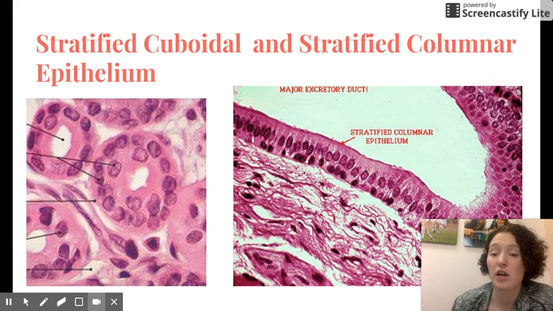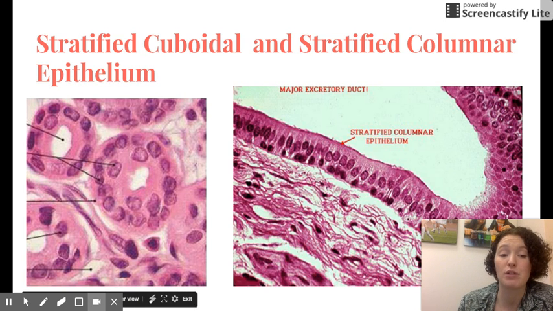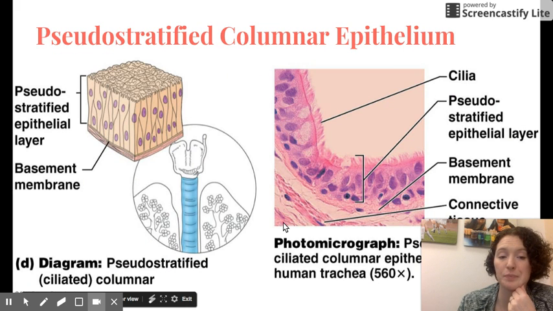Stratified cuboidal and stratified columnar epithelium, they exist, but it's really not common. They're pretty rare. At the most, it's generally only 2 layers of cells, and it's pretty much found in glands or ducts. We generally won't talk about them that much, but here's stratified cuboidal epithelium, stratified columnar epithelium.